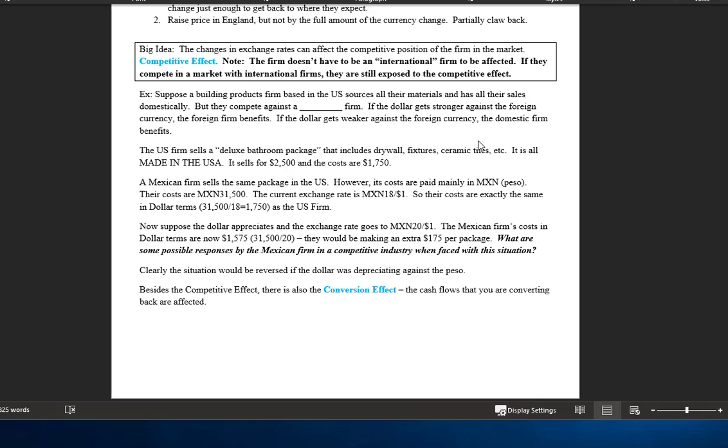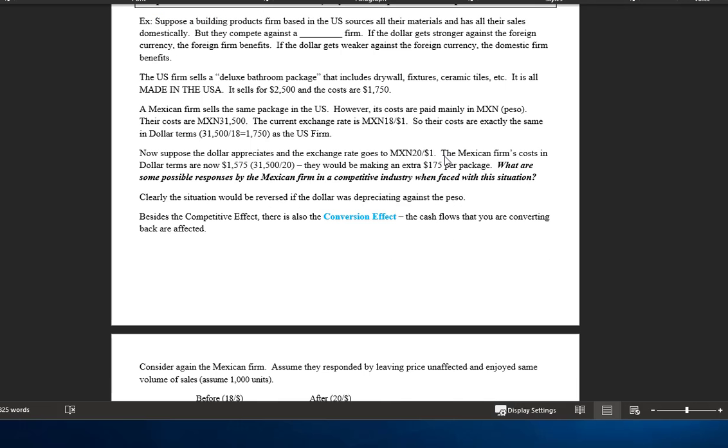Competing in an international market. So let's look at some dollar examples here. The U.S. firm sells a deluxe bathroom package that includes drywall, fixture, ceramic tile, etc. Everything is made in the USA. It sells for $2,500 and the costs are $1,750. So for every unit, this firm is making $750.